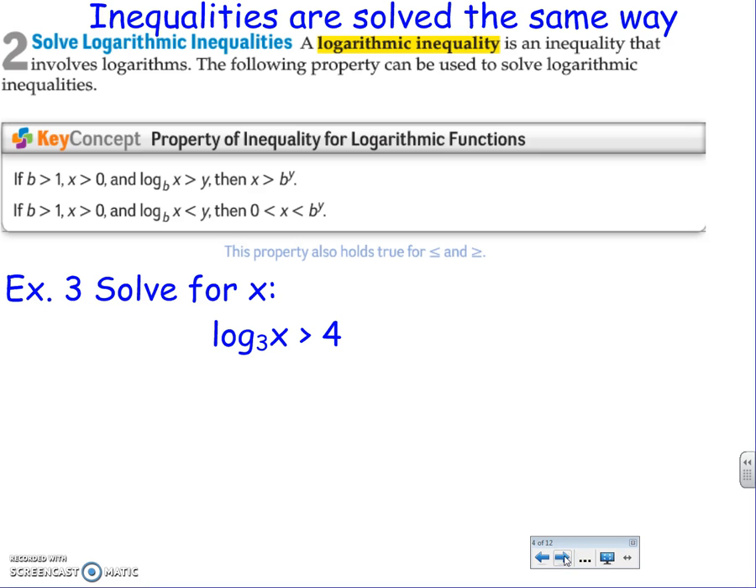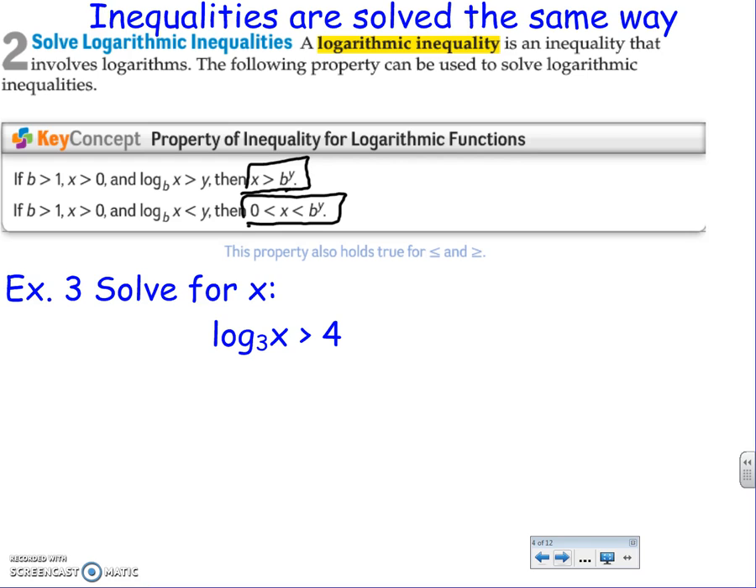Alright, inequalities are solved the exact same way. If x is bigger than the number, you're good. Just keep whatever it is. However, if it's smaller than the number, there is a limit, a minimum. Remember, because you can't go to 0 or negatives. So you have to find where that 0 is, and I'll show you how to do that in a second. So first, just solve the problem like normal.